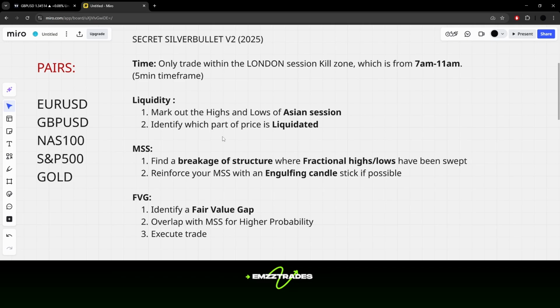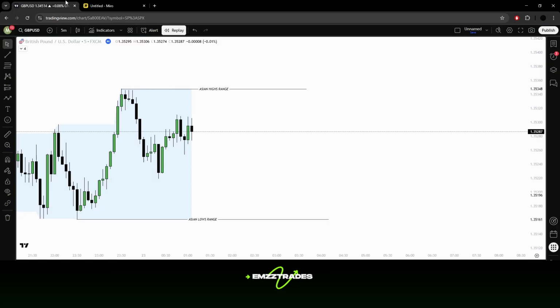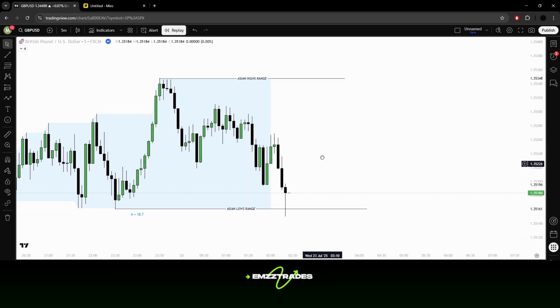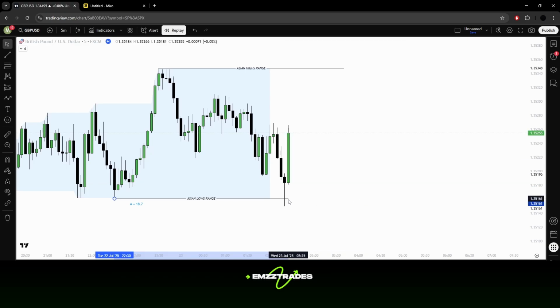As soon as you mark out the Asian highs range and Asian lows range, what we need to do now is identify which part of price actually gets liquidated first. Is it the highs or is it the lows? If I play price forward now, we're just waiting for one of these two areas to get swept. You can see it's going towards the upside, now it's the downside, and as you can see right there, the lows have completely been swept.